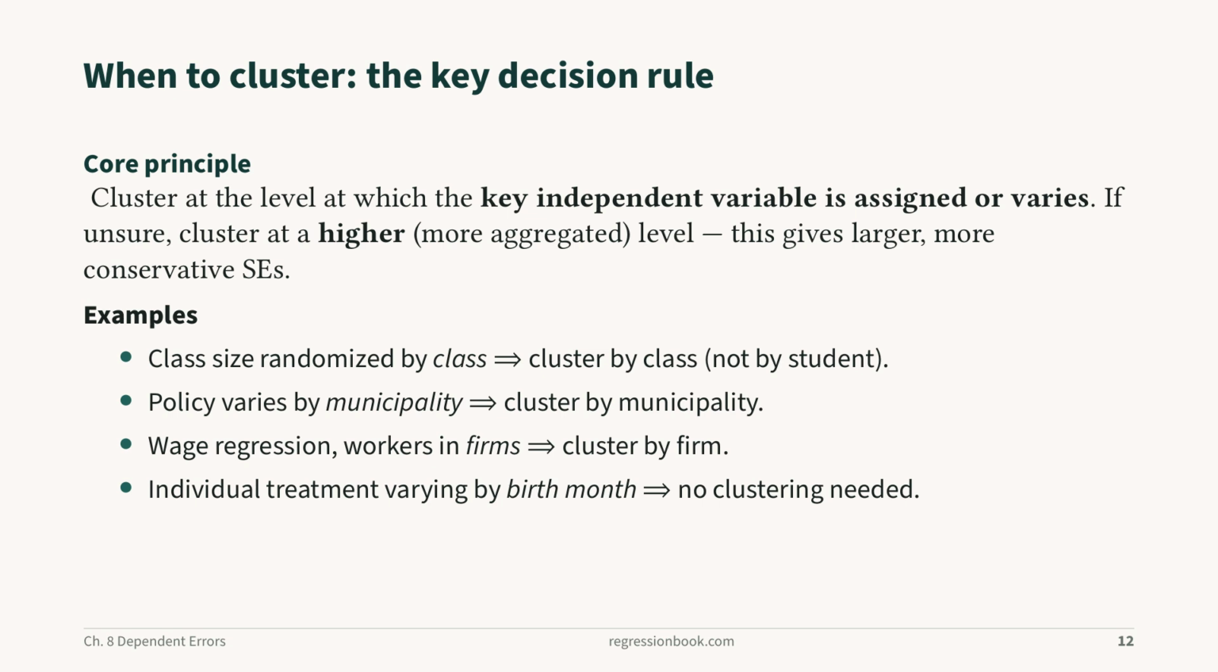The decision rule for where to cluster: at the level where the key variable is assigned or varies. Class size randomized by class, cluster by class. Policy varying by municipality, cluster by municipality. Workers in firms, by firm. Individual treatment varying by birth month, no clustering needed. And when uncertain, the page advises the higher, more aggregated level, which typically yields larger, more conservative standard errors.